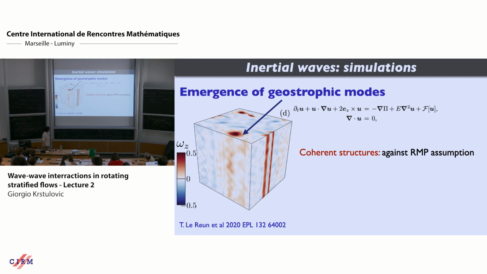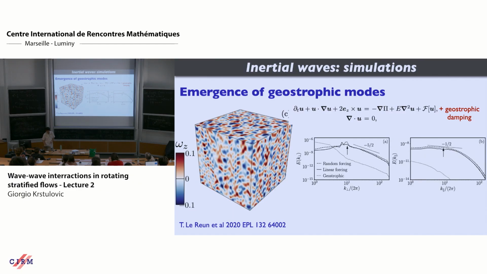But let me go a bit farther because I'm really running out of time. 5 minutes will be almost impossible, but okay. So if you think about rotation, this is the image that comes to your mind immediately: these huge Taylor columns, which are a completely coherent structure, which is against the random phase approximation assumption. So you say this cannot work.